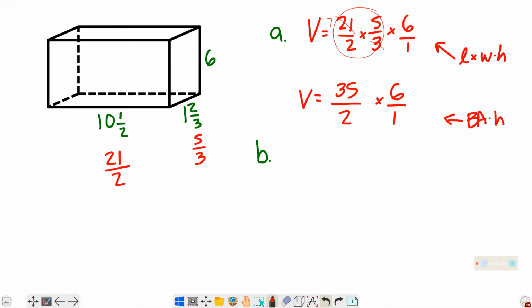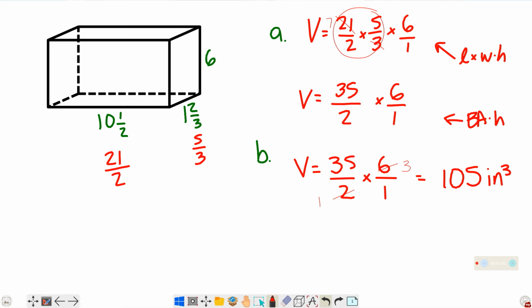So that represents both versions of the volume formula. In part B, it says to determine the volume of the rectangular prism. So we're going to actually multiply it out and figure out what we get. 2 goes into 6 3 times. And 35 times 3. 35 plus 35 is 70, plus another 35 is 105. In your book it says it was measured in inches, so it's inches cubed.